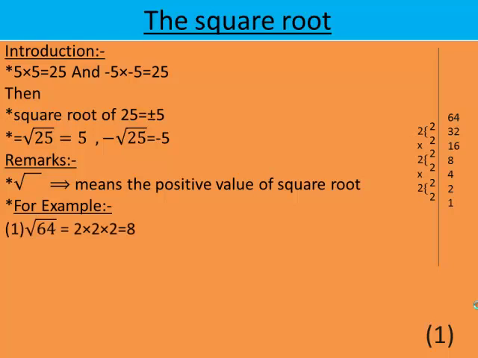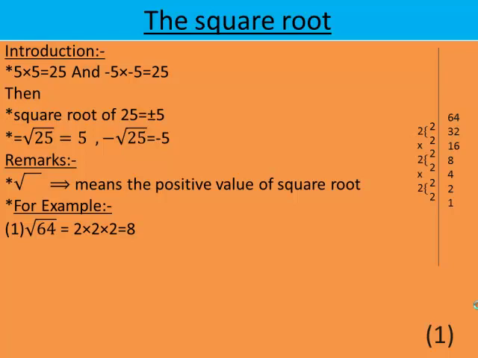For example, the square root of 64 equals... Look at the right, you can find the value of the square root by using factorization. 64 divided by 2 equals 32, divided by 2 equals 16, divided by 2 equals 8, divided by 2 equals 4, divided by 2 equals 2, divided by 2 equals 1.